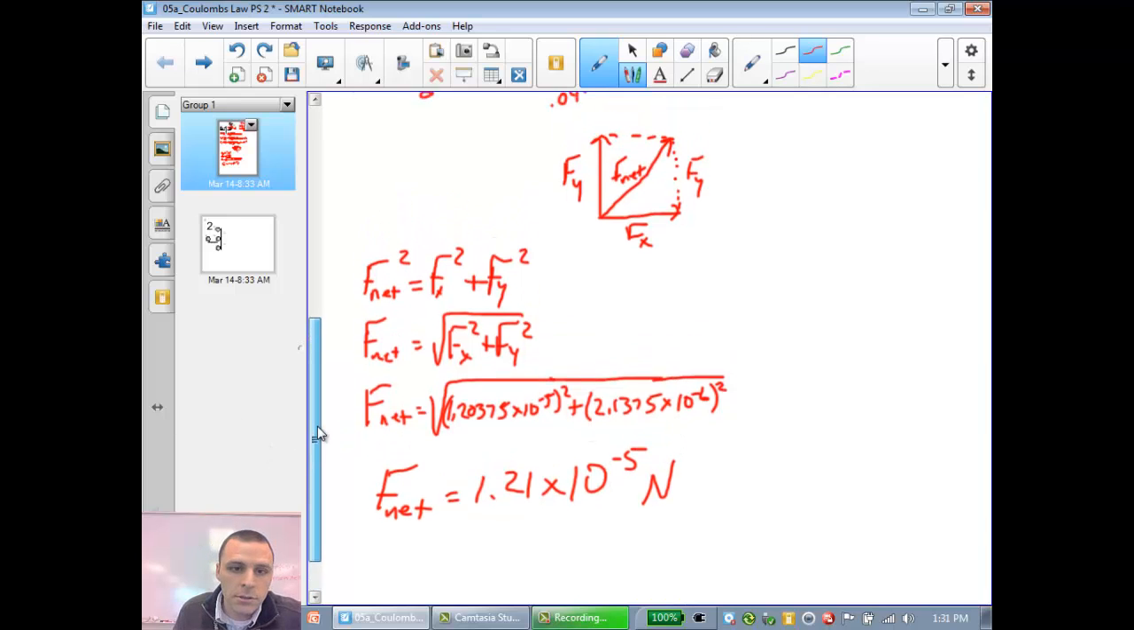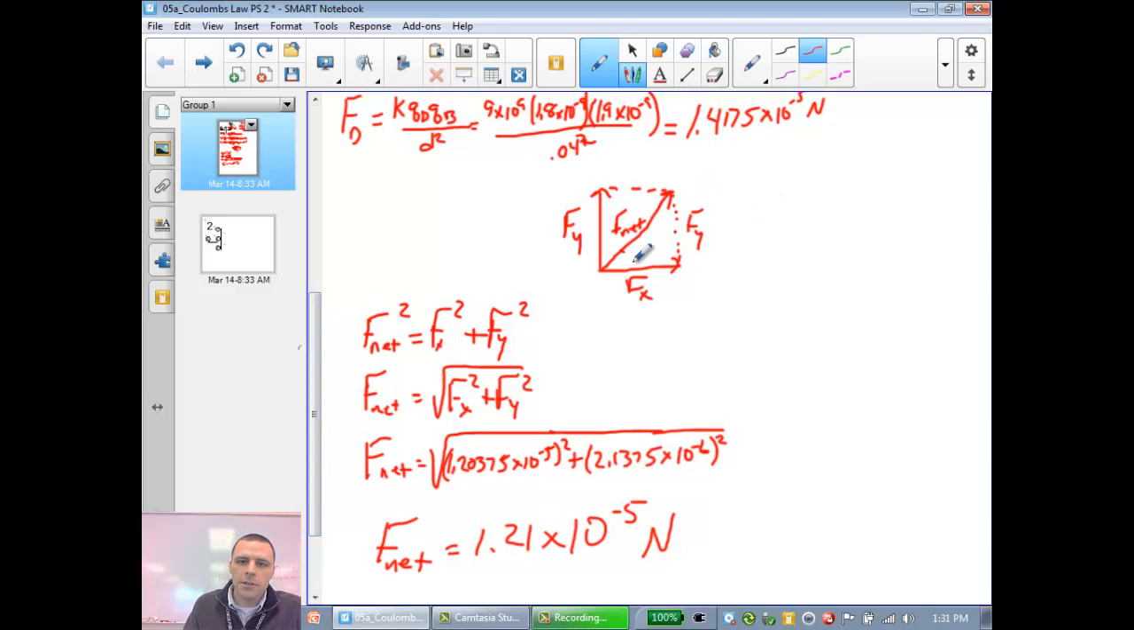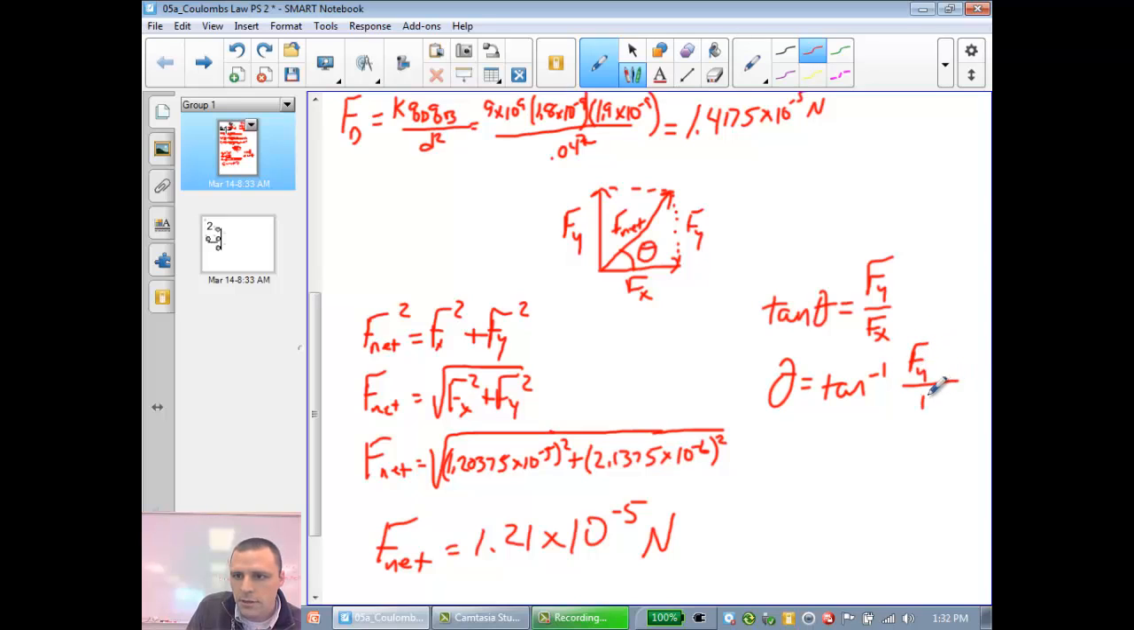We also need to find an angle because force is a vector and it needs a direction. So I'm going to find this angle here, and if I look, this is a right triangle. So we're working with all vectors that are at right angles to one another. Fy is the opposite side to the angle, and Fx is the adjacent side to the angle. So I can use tangent. Tan theta equals Fy over Fx. Theta equals tan inverse of Fy over Fx.